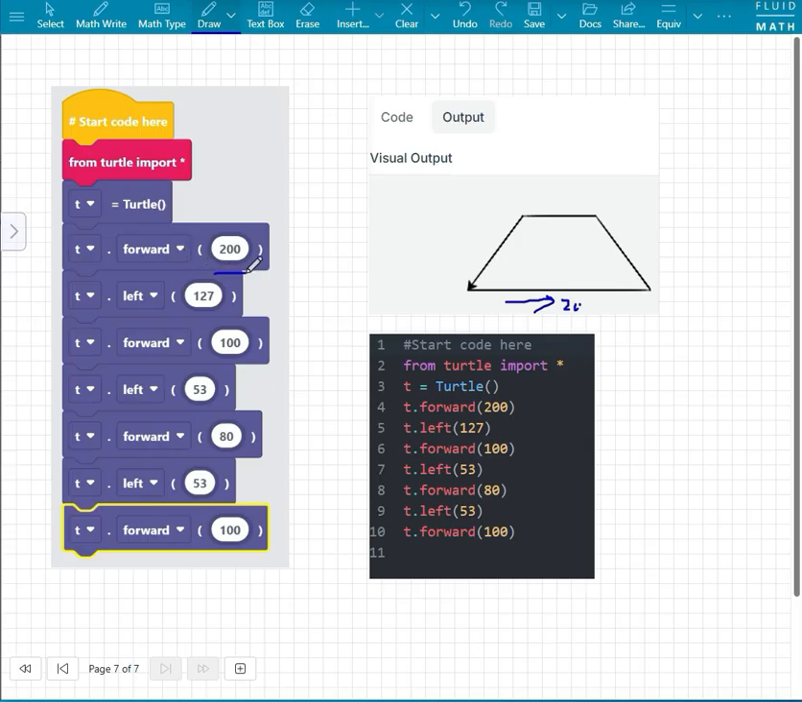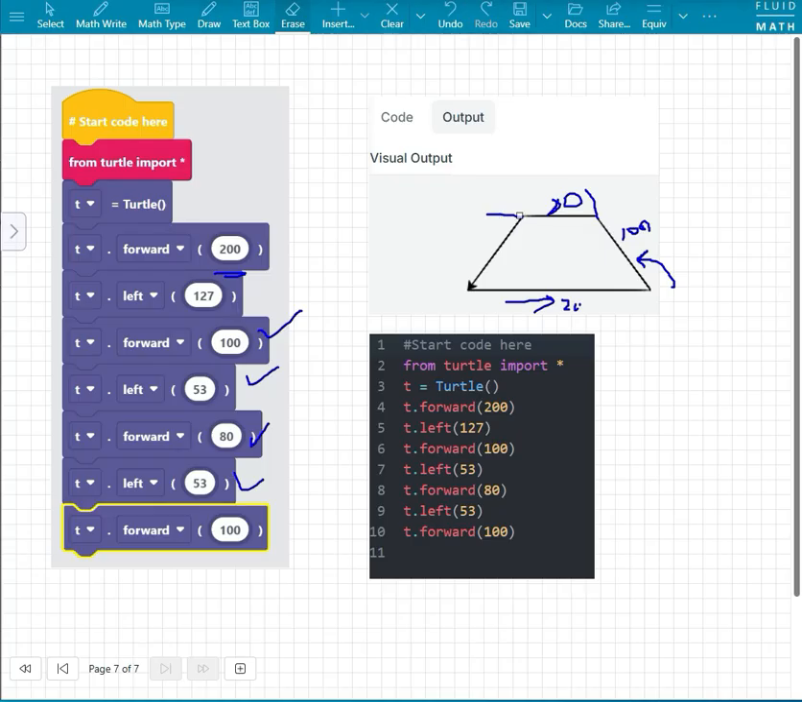But what we see here is exactly what we have been trying to do. You move forward 200 and then you make a left turn of 127. And then you move 100. This is what we determined by Pythagoras theorem. The 100 is the distance. You move in the diagonal direction and then you make a left turn of 53. And then you move 80 here. And then that angle change of 53. Everything is coded. And then you move 100. The circuit is completed. So that is how it is. As you can see here, we have drawn a trapezoid.